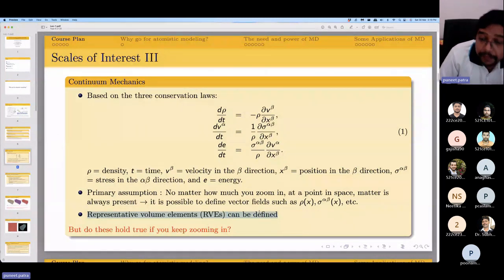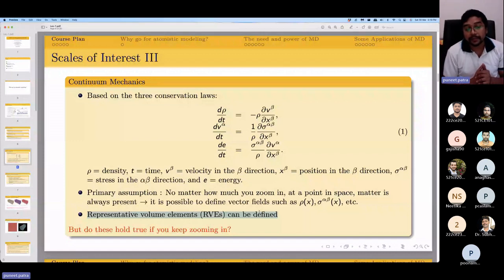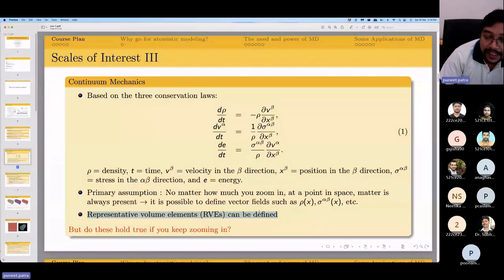But one of the consequences of this assumption, as I was telling you, is that no matter how much I zoom in, there is still always going to be matter present at a material point. This assumption starts to fail if we keep zooming in and hit the level of an atom. And as I will show you in the next few slides, in reality the empty space covers most of the region within a single material crystal.